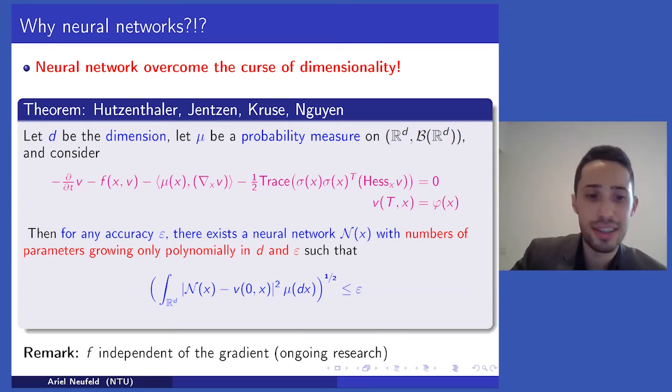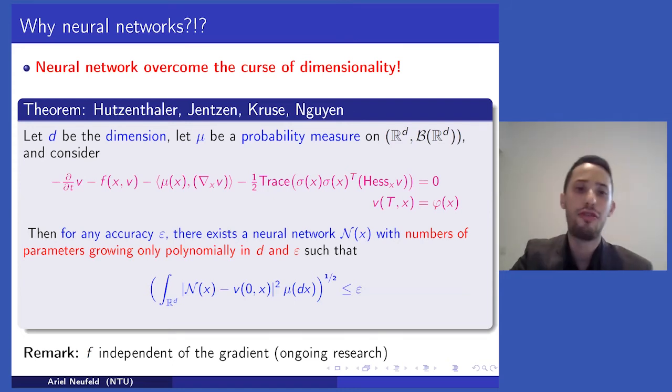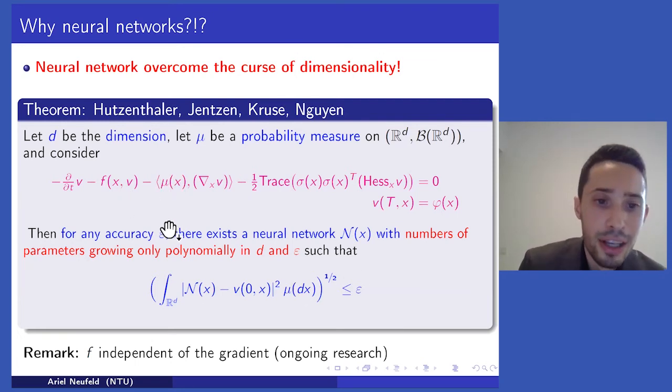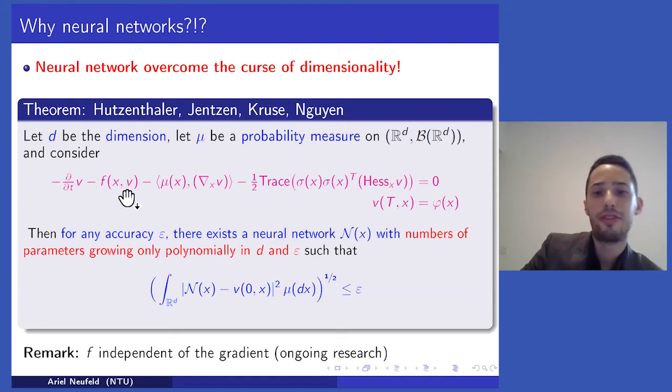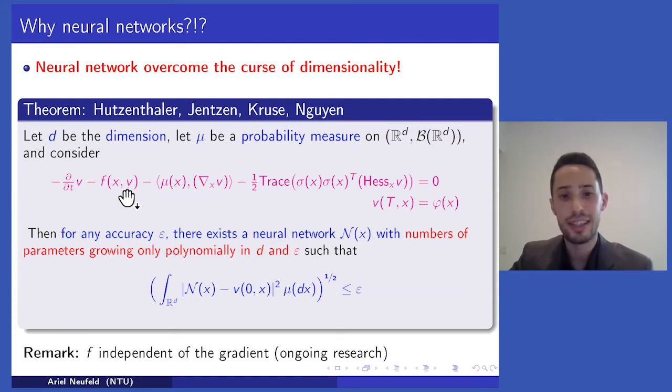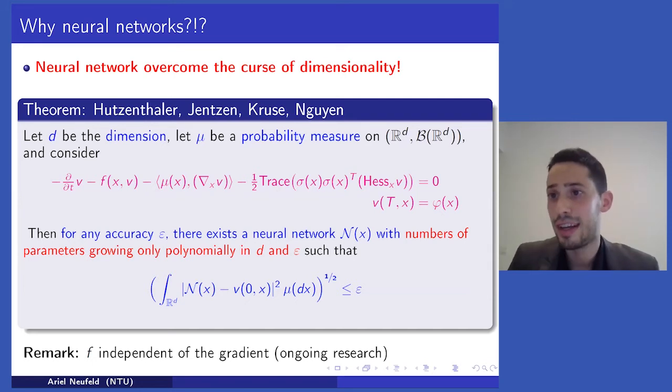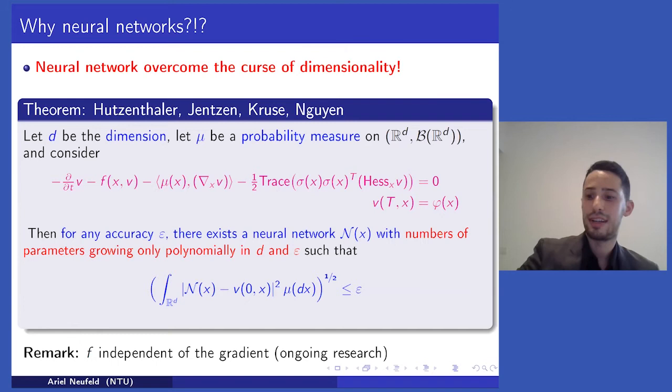As I already mentioned, this is very ongoing research. So far it is understood for nonlinearity in V, and of course one would like to generalize it to also include nonlinearity in the gradient or in the Hessian. These are not clear results so far, but people are working on it, and hopefully one can get results soon also in that direction.